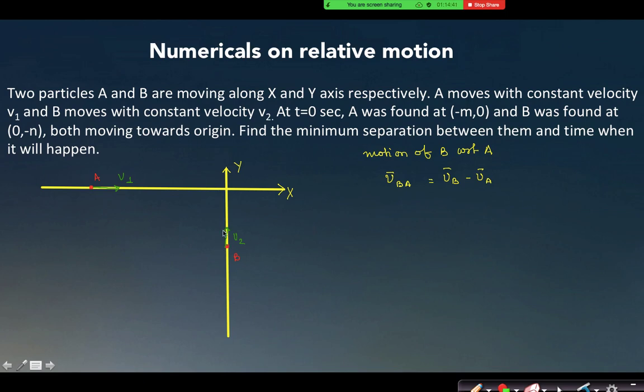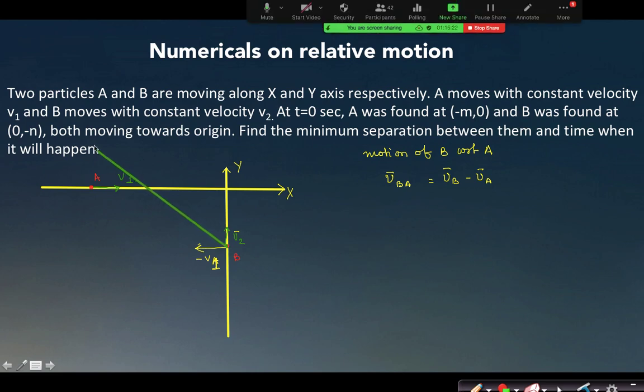Right? So VB is in this direction and VA is in this direction. So what is VB minus VA? If you try to understand it in vector form, then this is the VB vector and this is the minus VA vector, right? If you add these two vectors, v2 vector and minus v1 vector, then you will get the VB minus VA vector, and let us assume that this vector lies along this line.